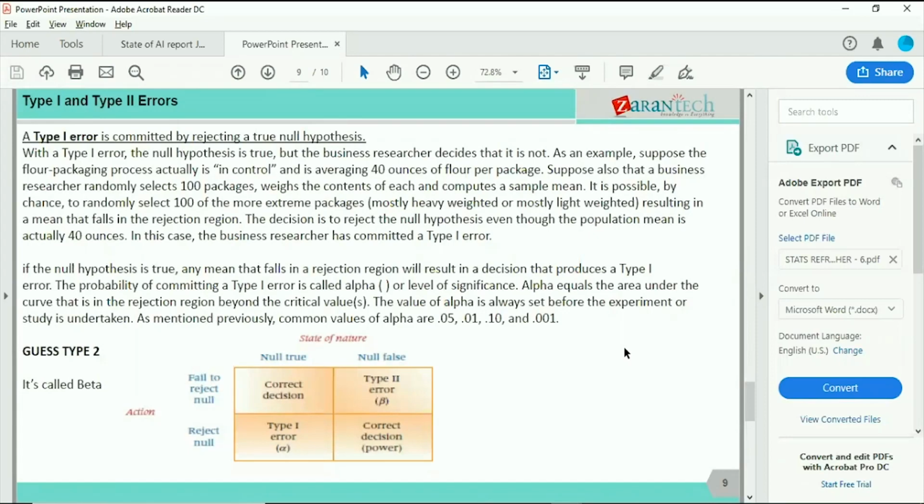I'll go ahead and introduce you to something called a type 1 error and something called a type 2 error, the favorite question of every statistician. So what do you mean by type 1 error? A type 1 error is usually committed by rejecting a true null hypothesis. Now, let's talk about the example that we are taking: Salman Khan's movie making 200 crores.